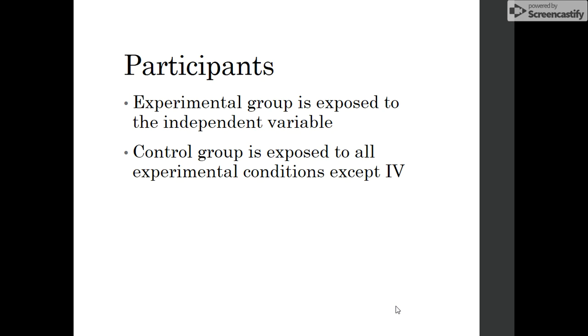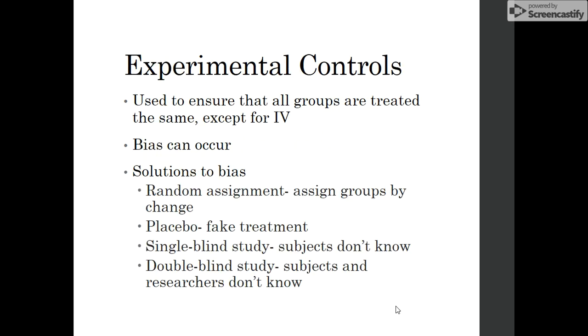All right, so with participants, the group that's exposed to the independent variable is the experimental group. That's the one you're doing the experiments on, because those are the ones you're testing for the results. If you're in the control group, you're exposed to every other condition possible except the independent variable. So that's like the baseline. And the experimental group is the one you're testing to get your results.